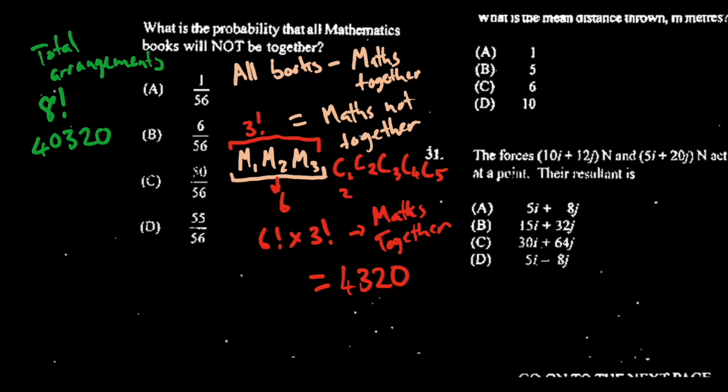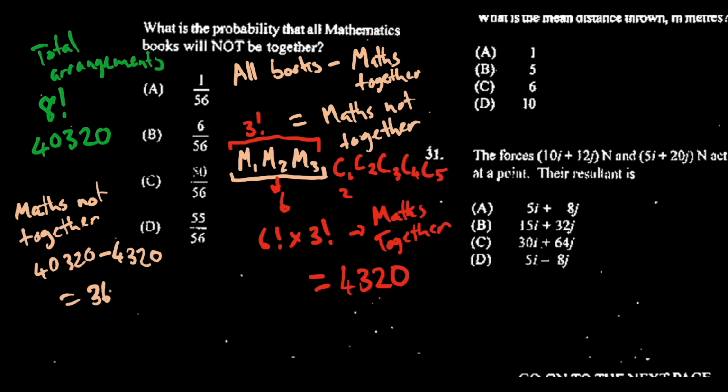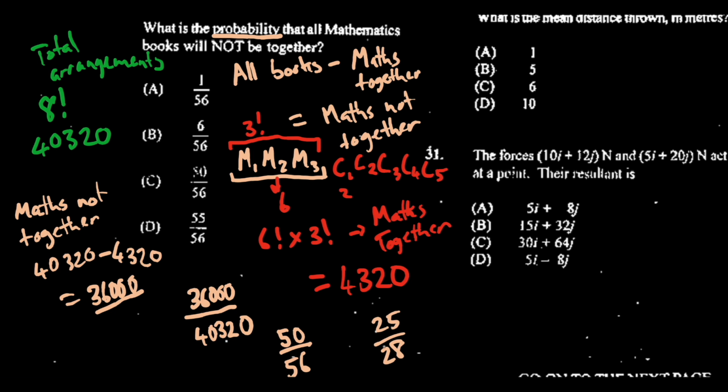So let's go back to the maths books not together. Remember we said if we take all the total arrangements and subtract when the maths books are together, we'll get the maths books not together. So maths not together would be 40320, take away 4320. That would give us 36000. Now, this is asking us for the probability. So we have the maths books not together, which is this. All we have to do now to find the probability is put this over the total number of arrangements. So then we would have 36000 over 40320. And once you put that in the calculator, it gives you 50 over 56. My calculator actually says 25 over 28, but if you simplify this, you'll end up with 50 over 56. So the answer is C.